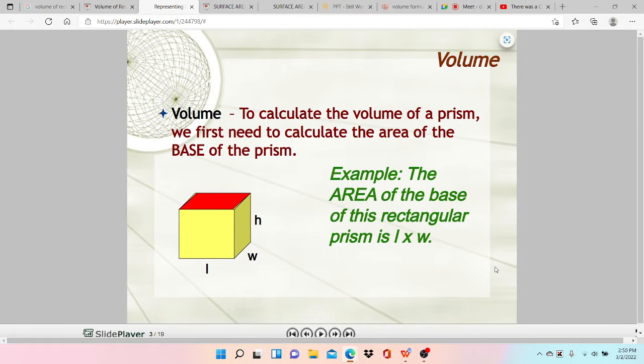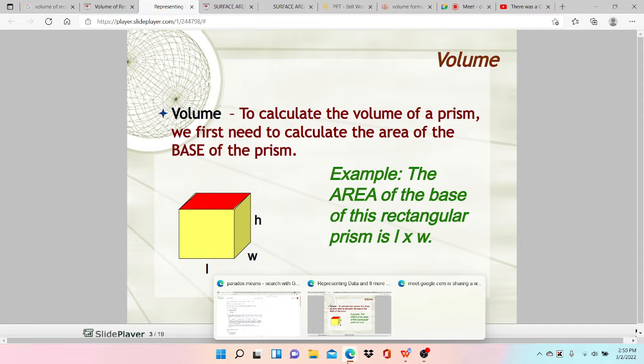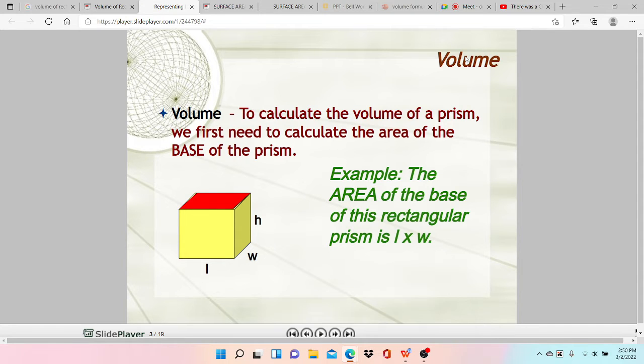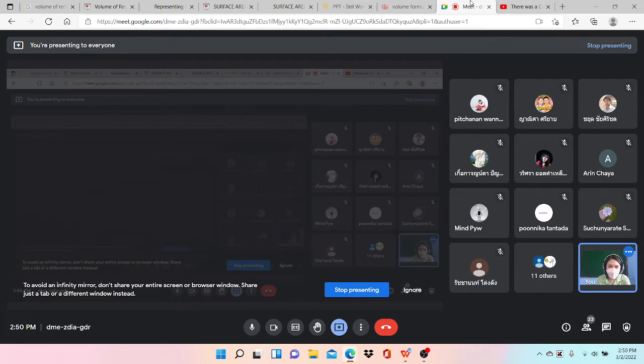Okay, next. Who wants to read this one? Okay, I will give 2 points for first, because you read the first sentence. Now, who wants to read the second? 2 points. Who wants to read? No one? I will call a name.